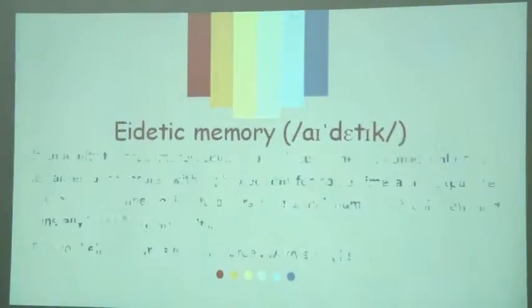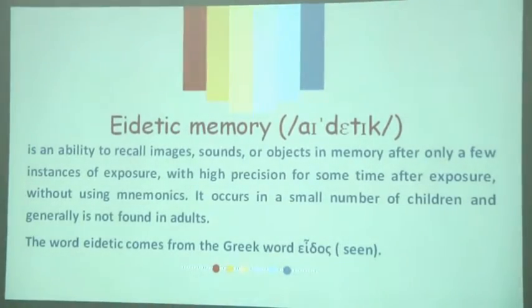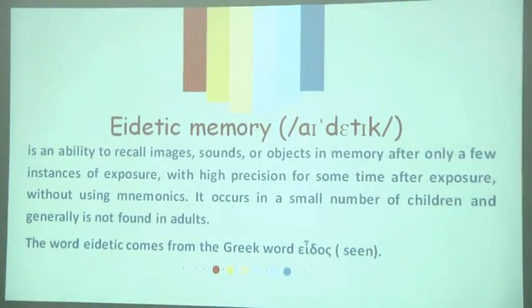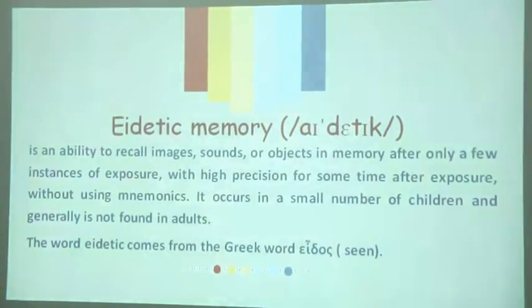Eidetic is the ability of a person to recall sounds, objects, and images from memory after only a few instances of exposure, and with high precision for some time after that exposure. It occurs in a small group of children, but generally is not found in adults. Eidetic is a Greek word which means seen.